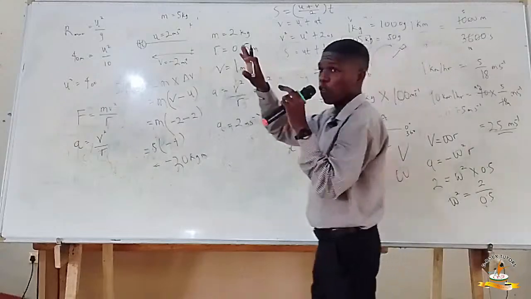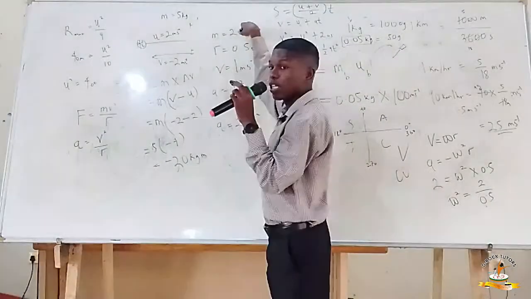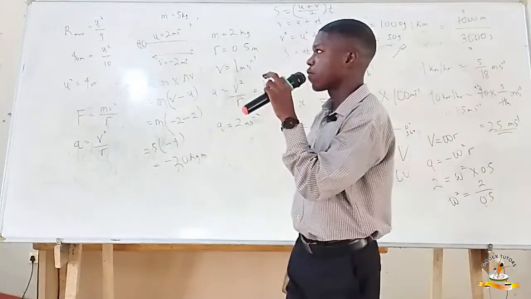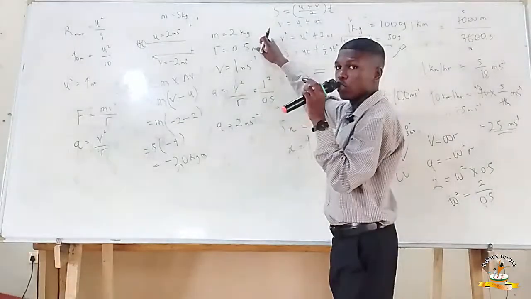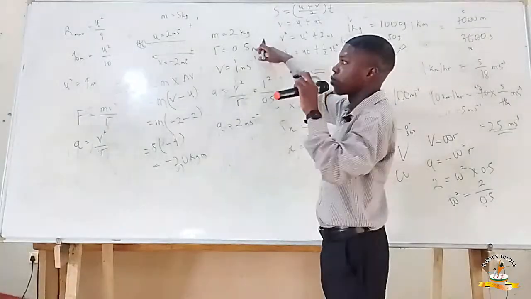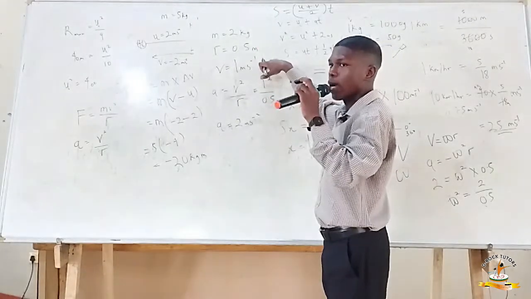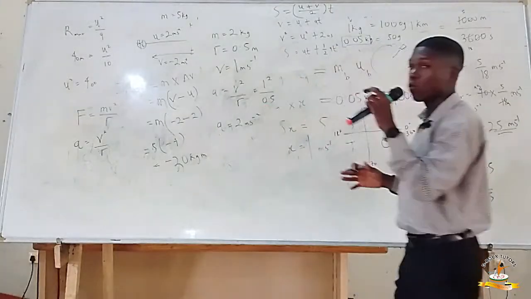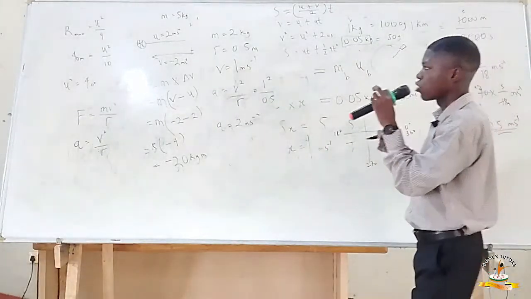I said an object of mass 2 kg moves in a circular path of radius 0.5 meter with a speed of 1 meter per second. Mass is 2 kg. Radius is 0.5 meter. So that is speed, v is equal to 1 m/s. Now you have to find the angular velocity.